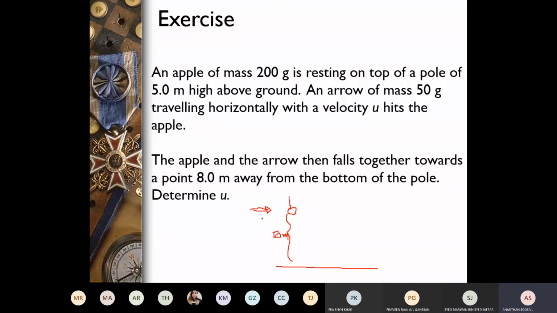The apple is 200 gram. A 50 gram arrow is traveling horizontally with the initial velocity u. The apple and the arrow then fall together towards a point 8 meter away from the bottom of the pole. Determine u. So after that, the apple and of course the arrow make a projectile movement, hit the ground about 8 meter away. Okay, this is the question. Question is, find the u.